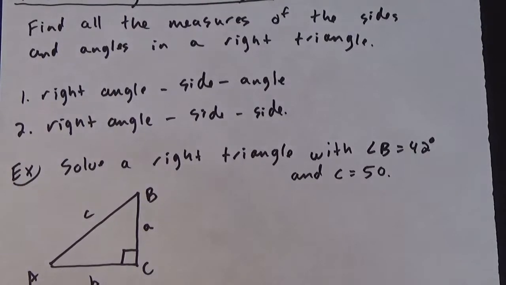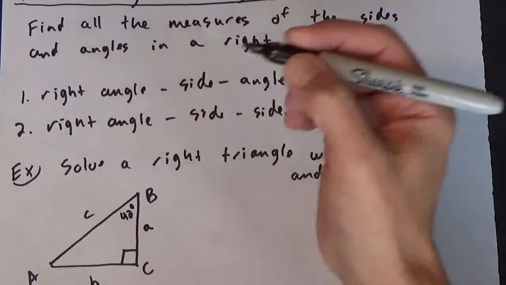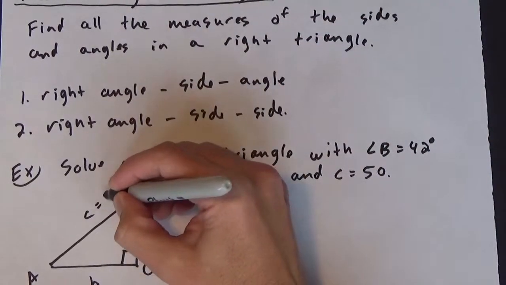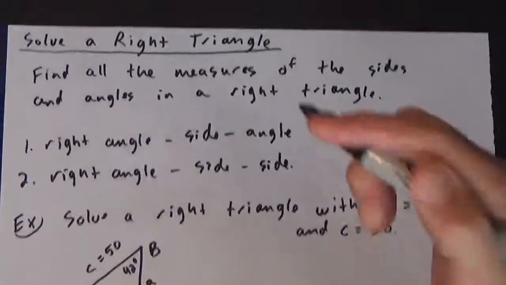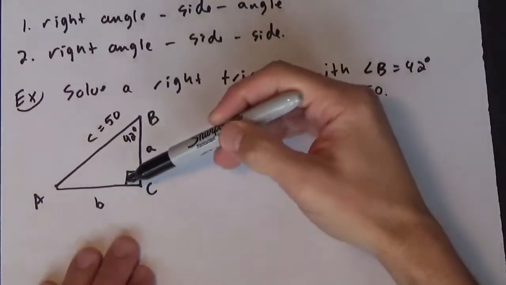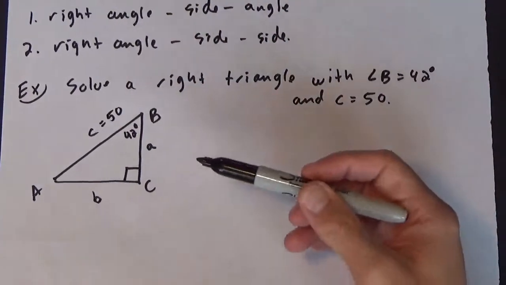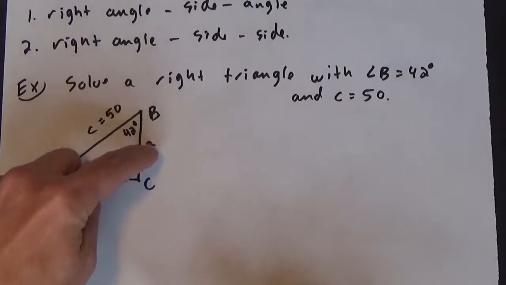All right, let's put on all of our information. We know that angle B is 42 degrees, and side C is 50. So here's a situation where we're given a right angle, a side, and an angle. And so we've got to find the other three parts. We have to find angle A, side A, and side B.